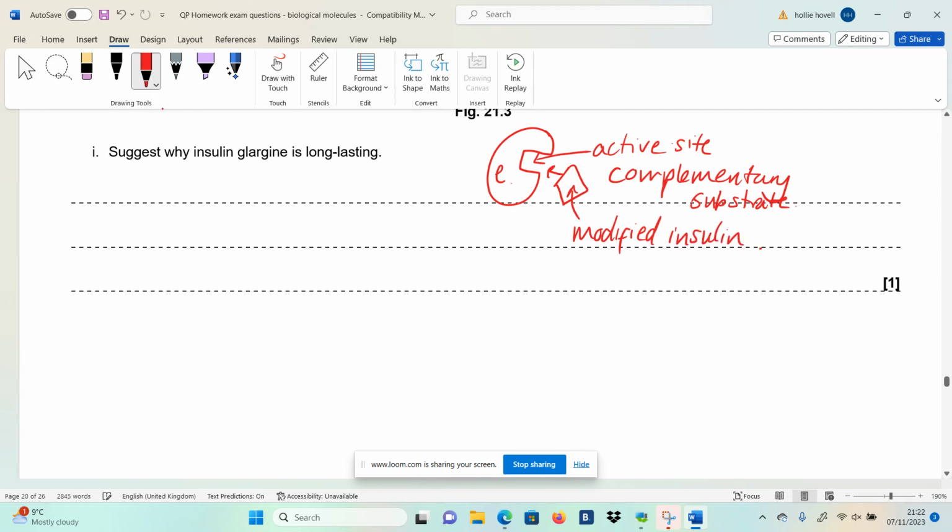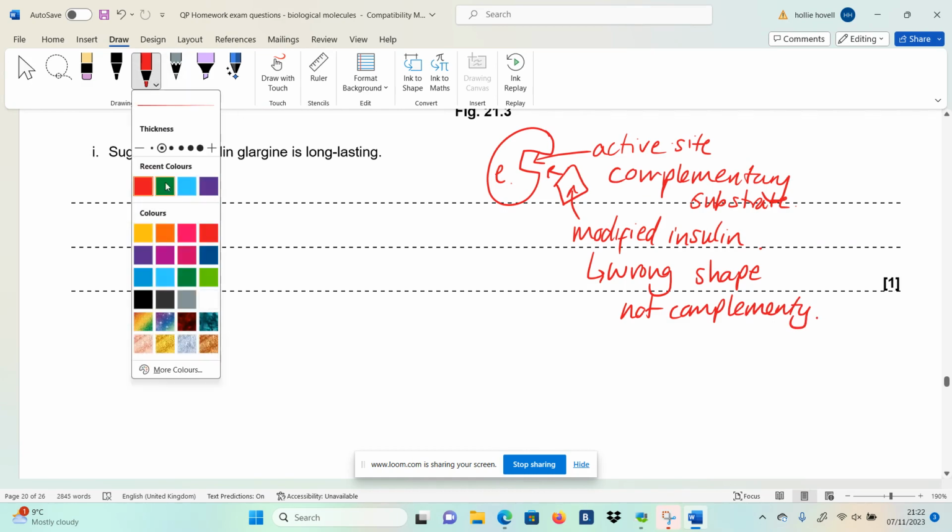Modified insulin doesn't get broken down. Why doesn't it get broken down? It must be the wrong shape. Yes, so it must have changed shape, and therefore it's not complementary. Therefore, it doesn't fit in the active site, and therefore it can't be broken down by this enzyme that they're telling us about in the liver.